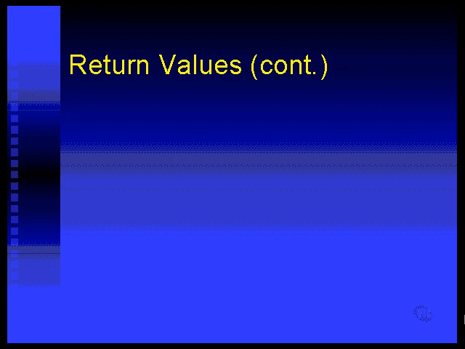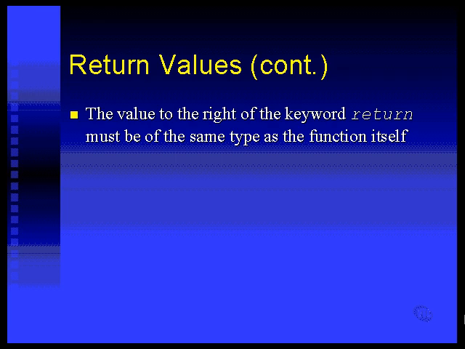Now we'll go and have a look at some code relating to all of this. There's a couple of things we need to keep in mind before we do. The first is that the value to the right of the keyword return, in other words where we saw result there, must be of the same type as the function itself.